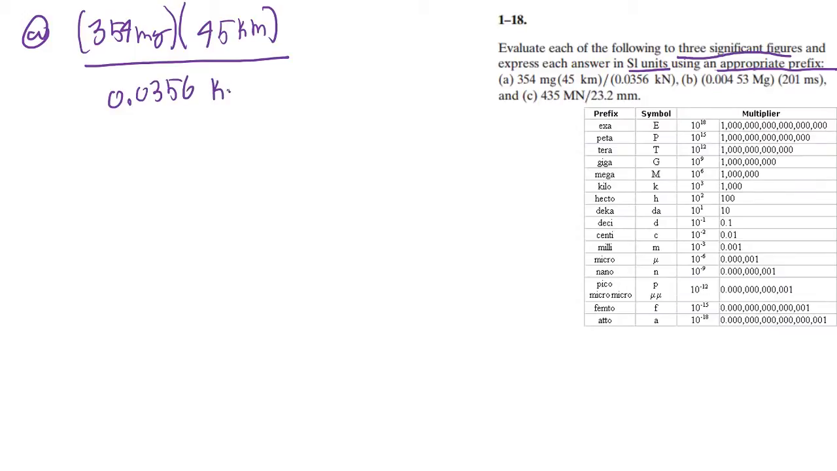Divided by 0.0356 kilonewtons. So on the bottom we want newtons, up here we want kilograms, and the meter gets the boot. Just remember, the meter is getting the boot on these. That's how it always works. So 354, and then our milli to kilo. So we start here, 1, 2, 3, in between at 0, 1, 2, 3 at kilo. So we're going up by a million from 0.001 to 1,000. That's a million.